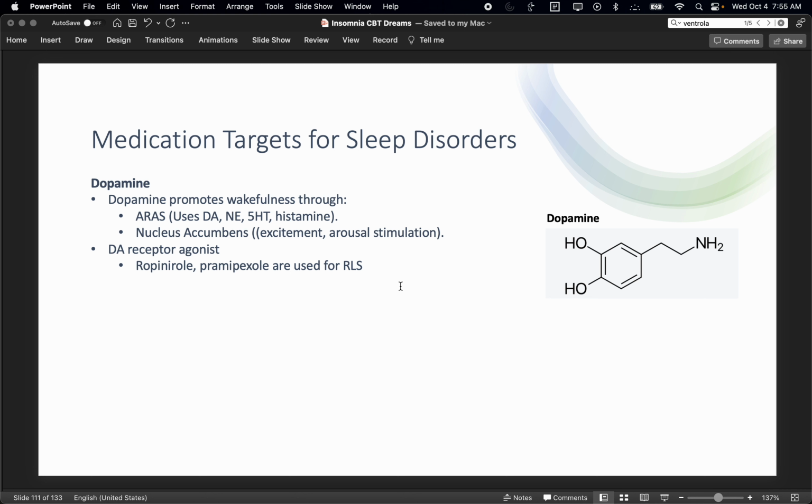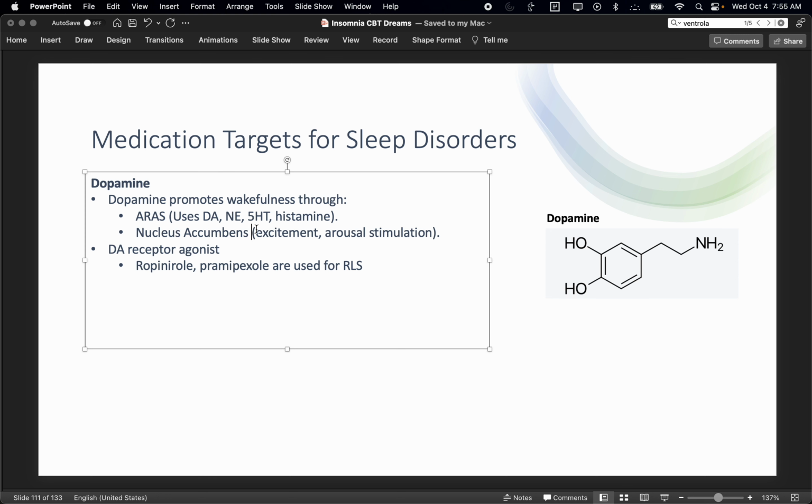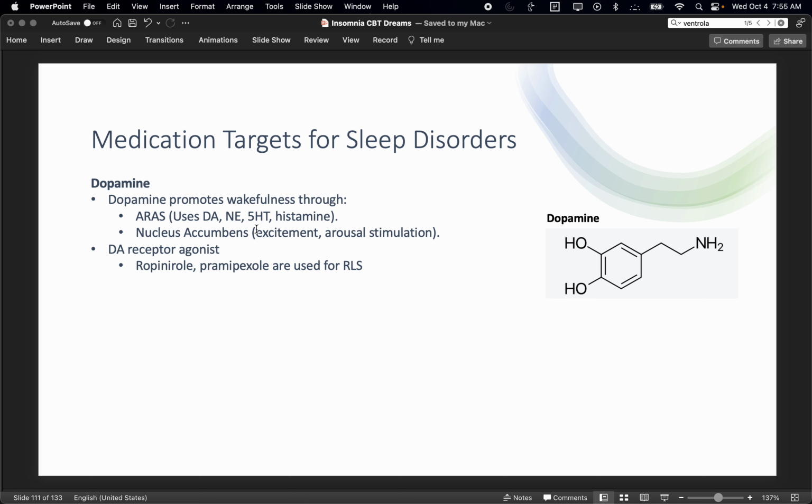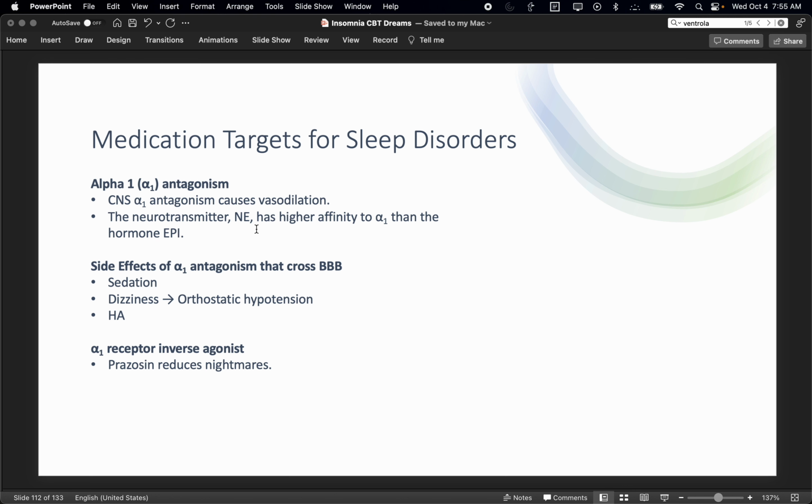Dopamine promotes wakefulness through the ARAS and the nucleus accumbens. The nucleus accumbens, primarily, because dopamine promotes excitement, arousal, and stimulation, so that promotes wakefulness. For medication purposes, though, when we talked about RLS, restless leg syndrome, we're using ropinirole and pramipexole as a way to treat that disorder, not necessarily to be awake or to be asleep, but to reduce the urge and discomfort with restless leg syndrome.